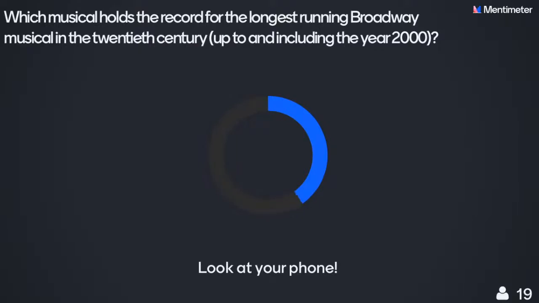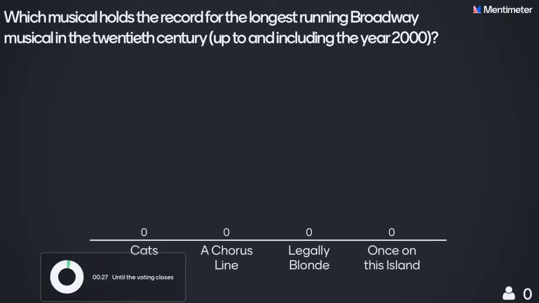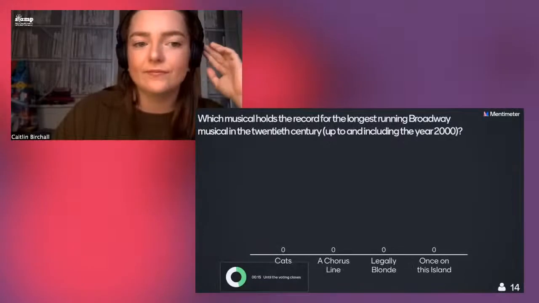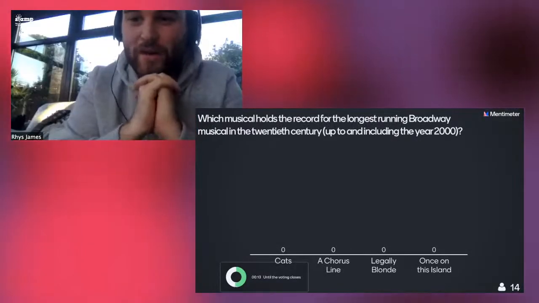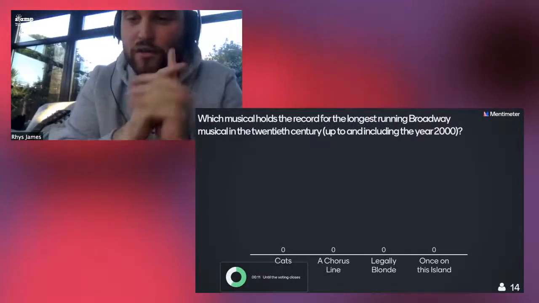So which musical holds the record for the longest running Broadway musical in the 20th century? That is up to and including the year 2000. Is it Cats, A Chorus Line, Legally Blonde, or Once on This Island? Remember, the faster you answer, the more points you get.